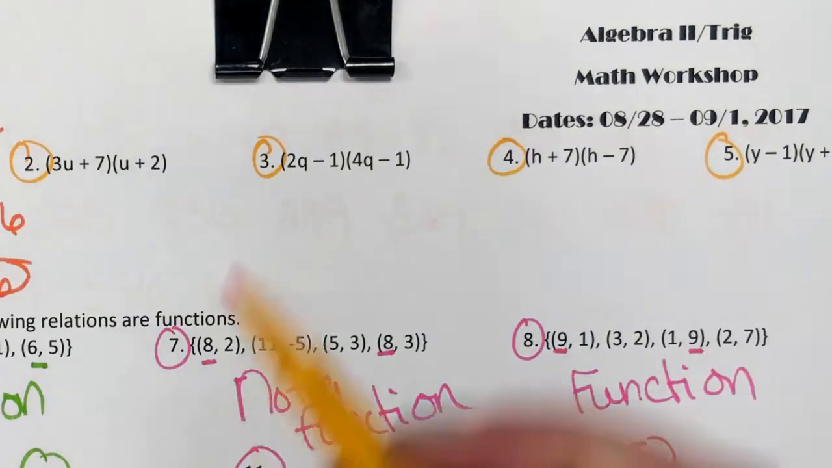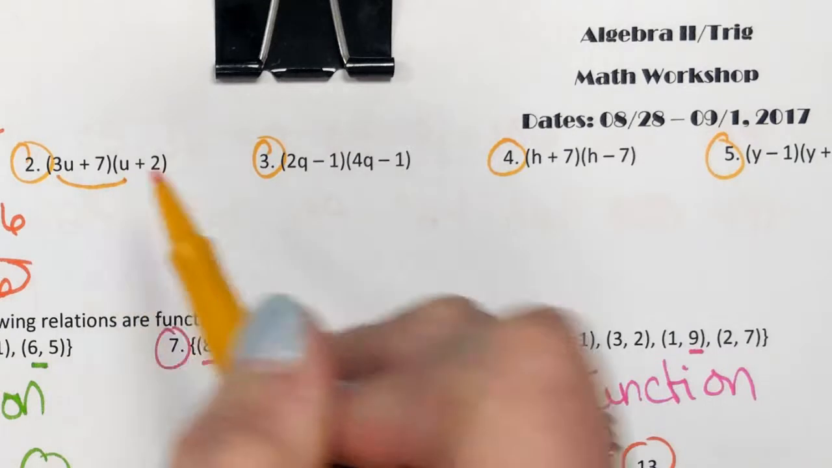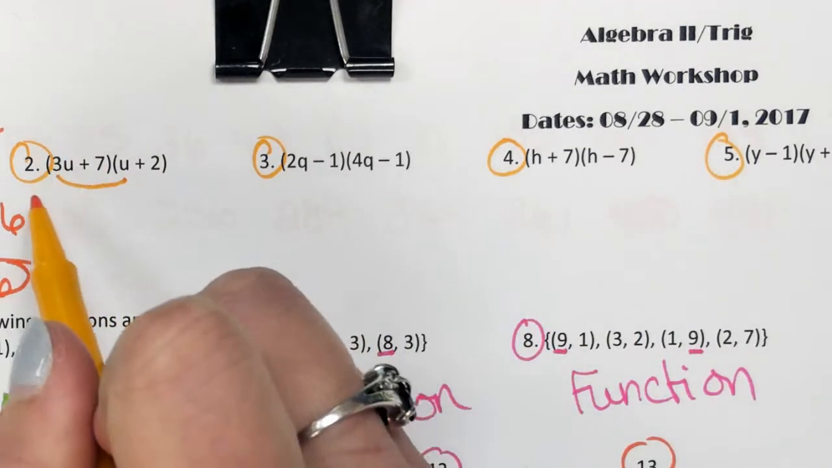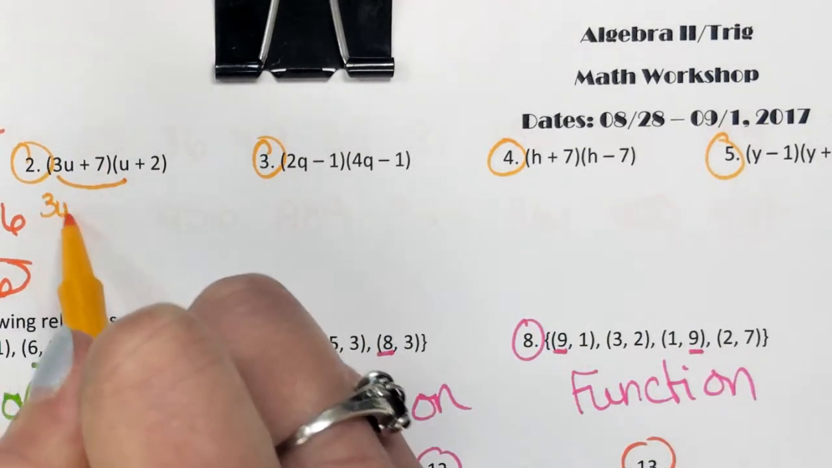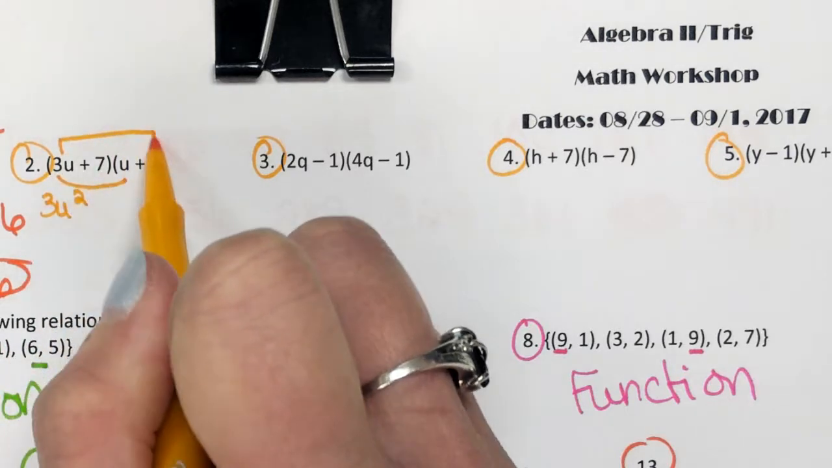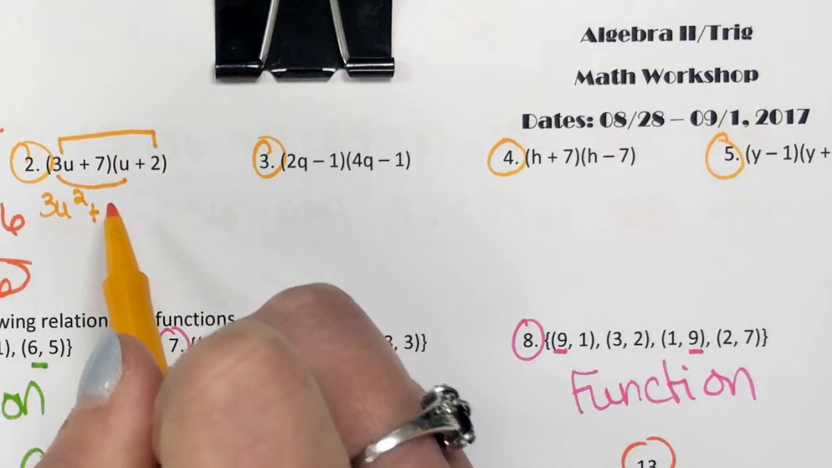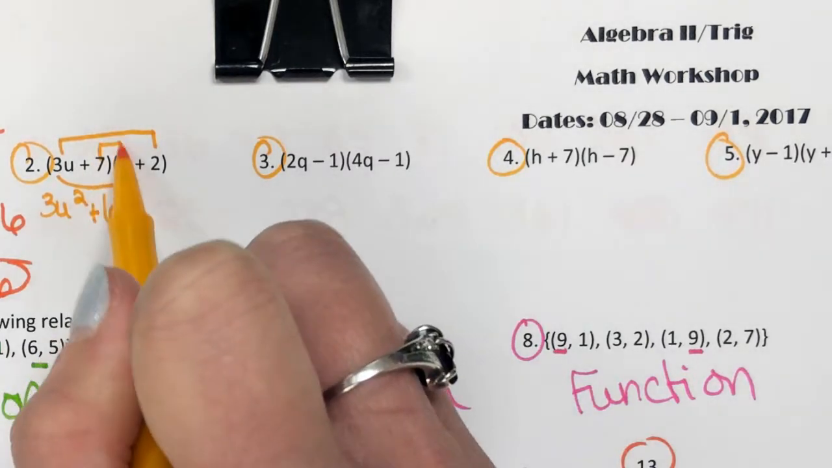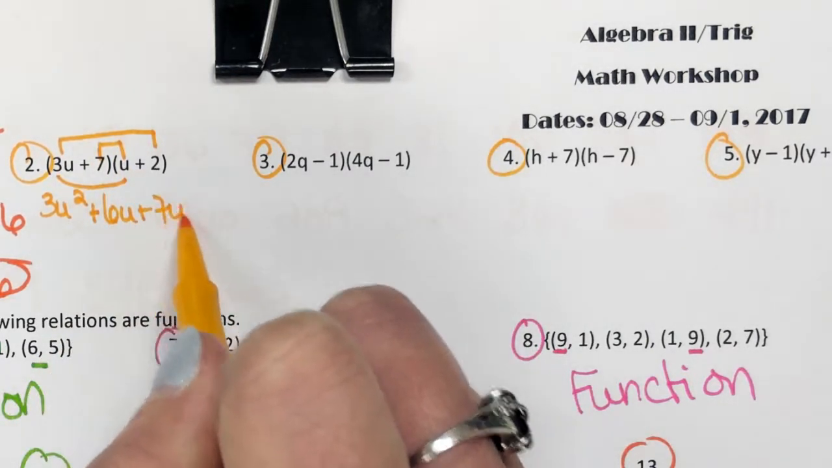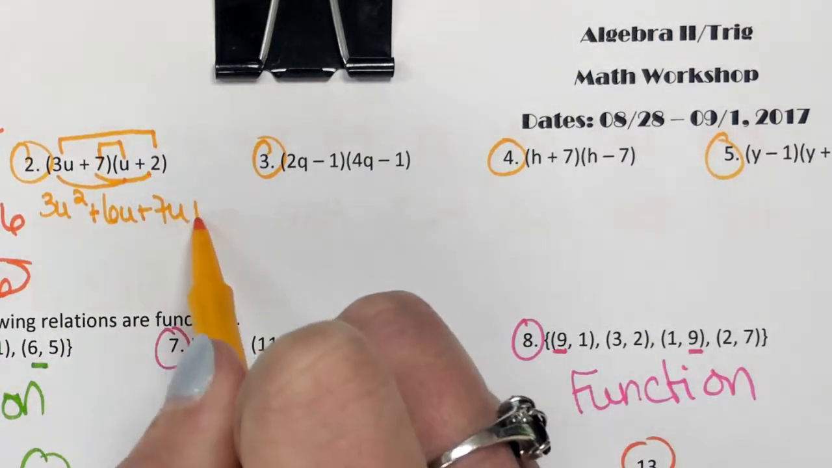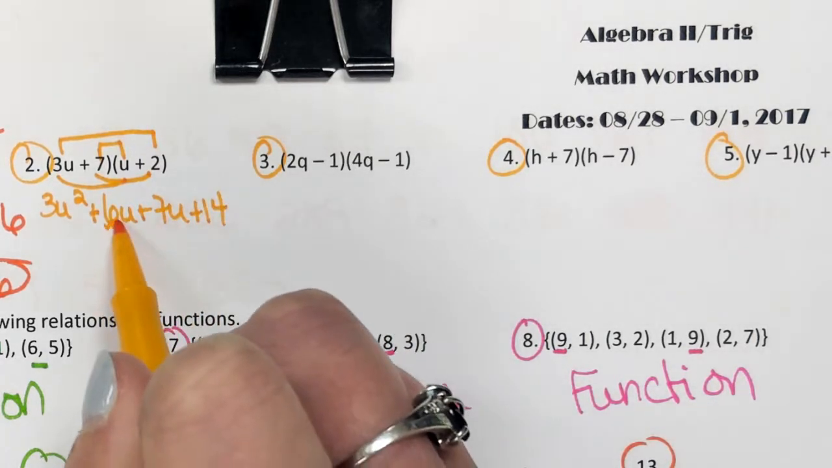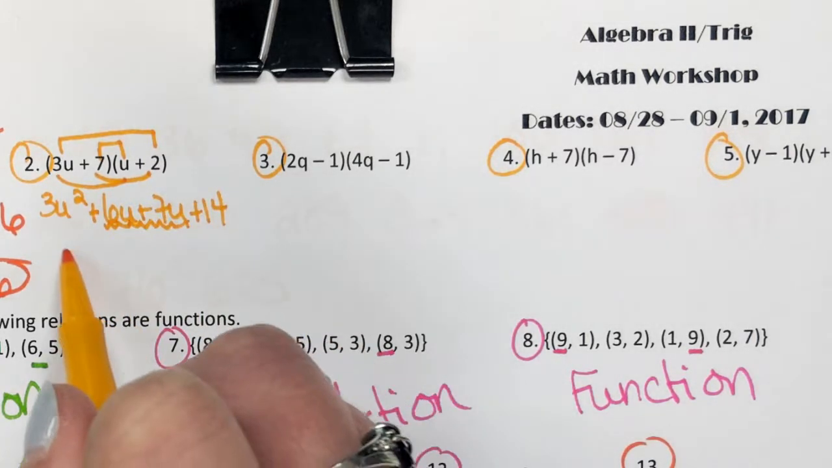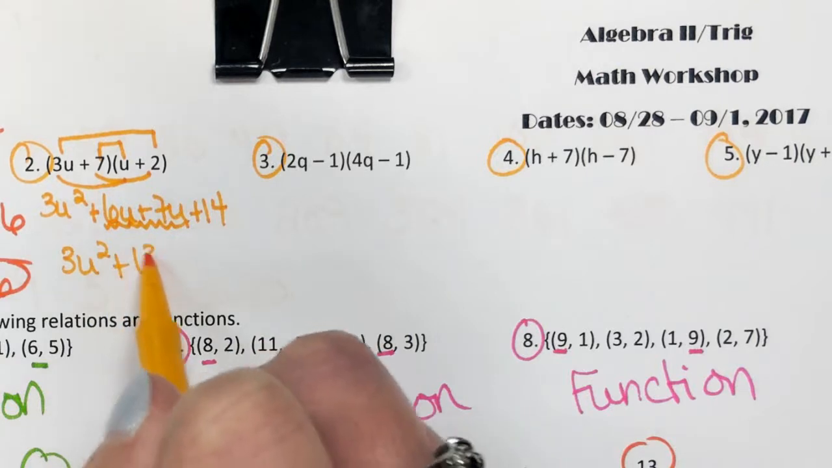What about number 1? What'd y'all get for your first? 3u times u. 3u squared. There you go. What about for your outer? 6u. And then your inner? Yeah. And your last? 14. There you go. And if you do it right every single time, these guys will combine. What's 6 plus 7? 13. There you go.